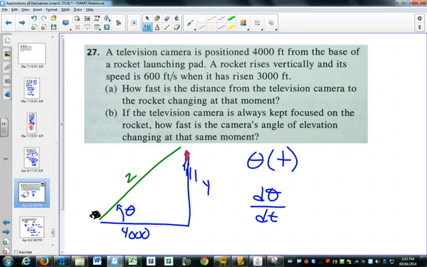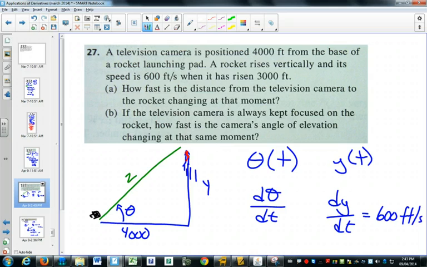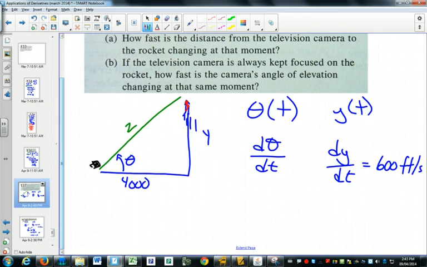We still know that y is a function of time, and we still know that dy dt is equal to 600 feet per second. This is where the question becomes, how do we write an equation that has theta and y? We know sine and cos and tan. So which one of those would be the easiest way with the information that we have?